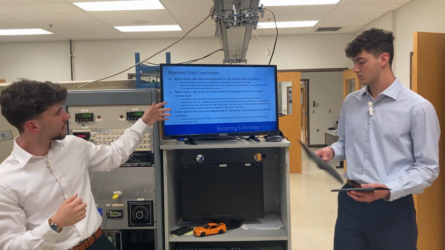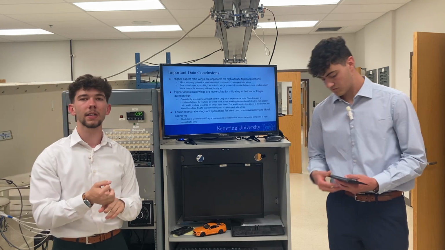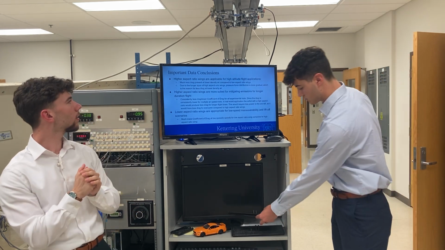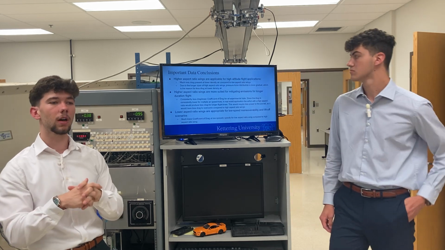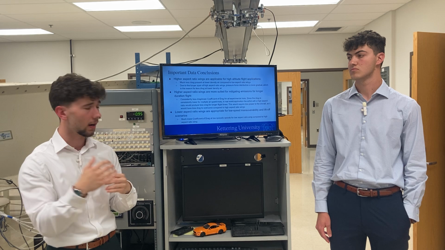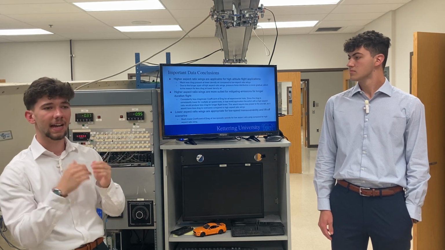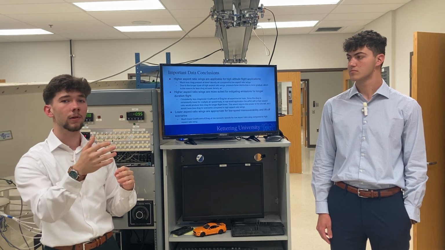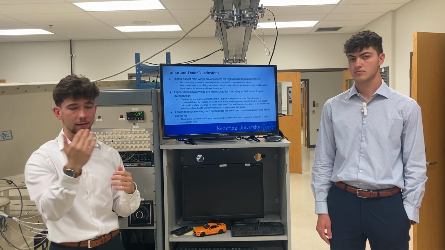So I previously stated them, but I want to highlight the 3 main takeaways from real-world application from our testing. 1, a higher aspect ratio wing is more applicable to high altitude flight on an actual aircraft. And like I said, that is because as the density decreased of the air around it, it still consistently had less drag force, therefore would perform better at a high altitude.